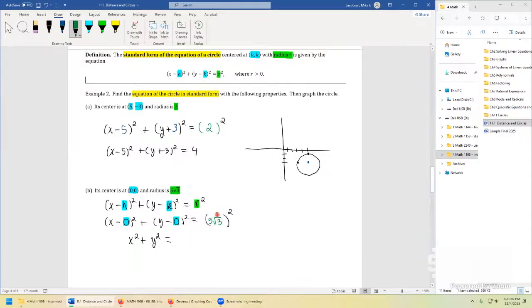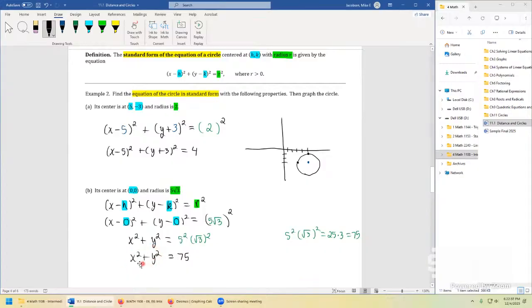Here's the part where we need to be a little bit more careful. Squaring 5 root 3 means we square both factors. So this is really 5 squared times the root of 3 squared. So now it's x squared plus y squared equals 5 squared times root 3 squared, which becomes 25 times 3, since root 3 to the power 2 just gives us a 3 back. So the whole thing just becomes 75. So x squared plus y squared equals 75 is the result we get.